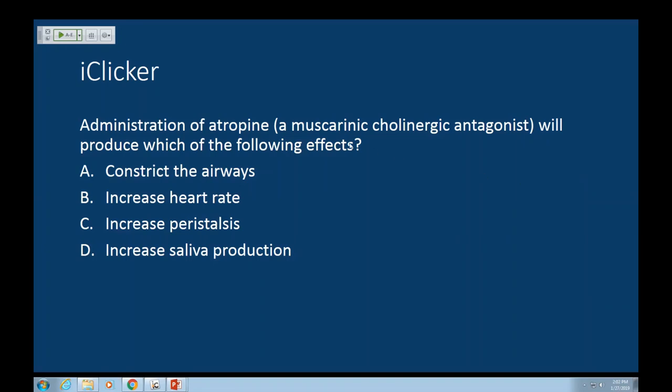Things we need to know about this. I said this very quickly, but I did say that muscarinic cholinergic receptors are responsible for parasympathetic signaling. Okay, so if you block a muscarinic cholinergic receptor, you are blocking parasympathetic signaling. So if you take your foot off of the parasympathetic nervous system, you're going to skew it toward the sympathetic response. And that is basically what this question is getting at.